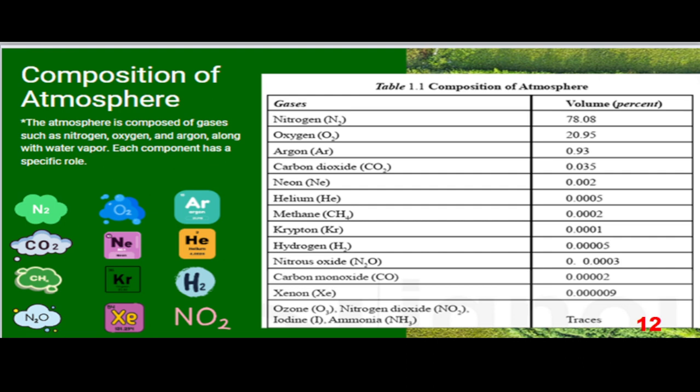Neon consists of 0.002%, helium 0.0005%, then methane, that is CH4, 0.0002%, krypton 0.0001%, hydrogen 0.00005%, then nitrous oxide, N2O, 0.0003%, then carbon monoxide, CO, 0.0002%, xenon 0.00009%, then ozone, nitrogen dioxide, iodine, ammonia.